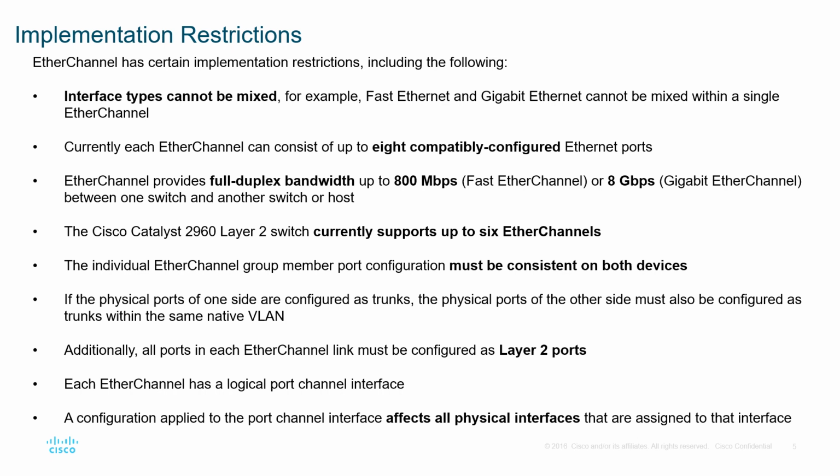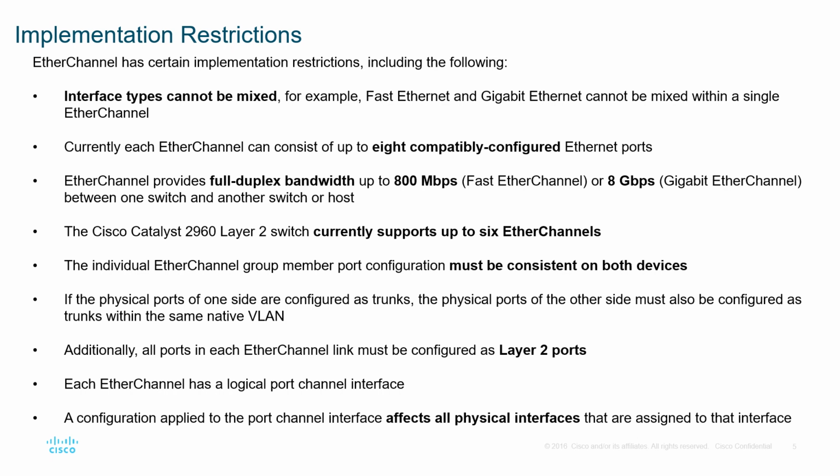The individual EtherChannel group member port configuration must be consistent on both of your devices. If the physical ports on one side are configured as trunks, the physical ports on the other must also be configured as trunks within the same native VLAN. All ports in the EtherChannel link must be configured as Layer 2 ports.